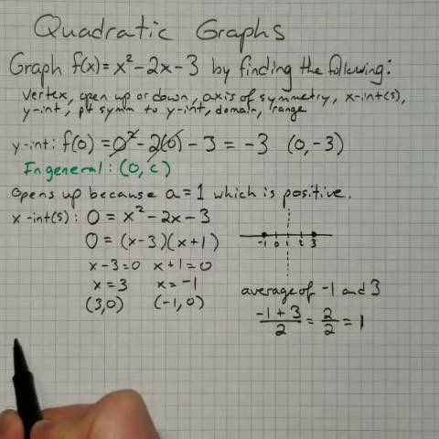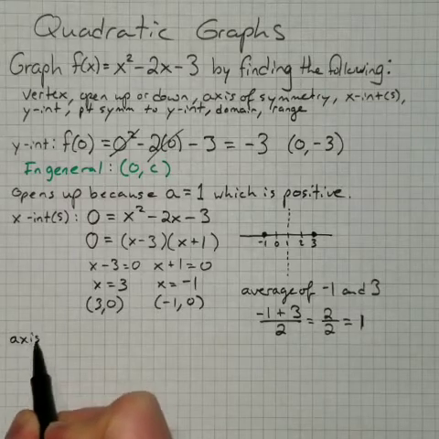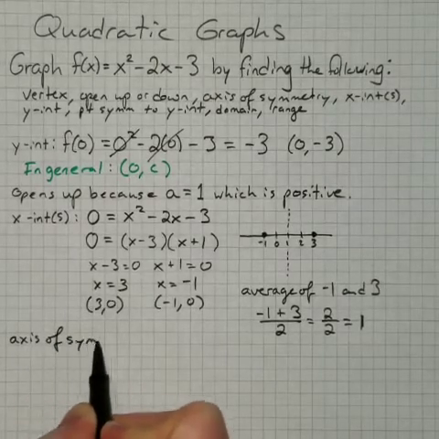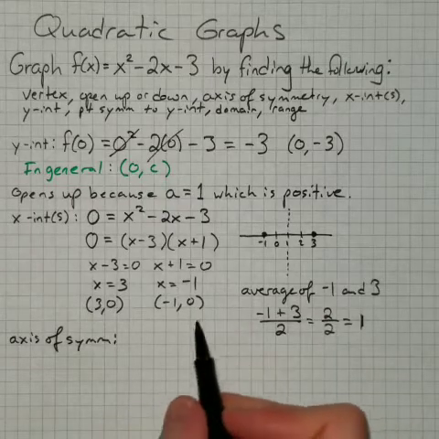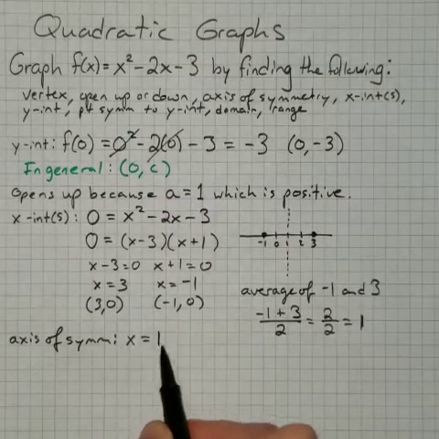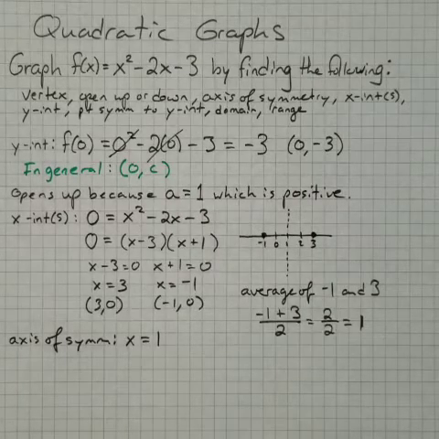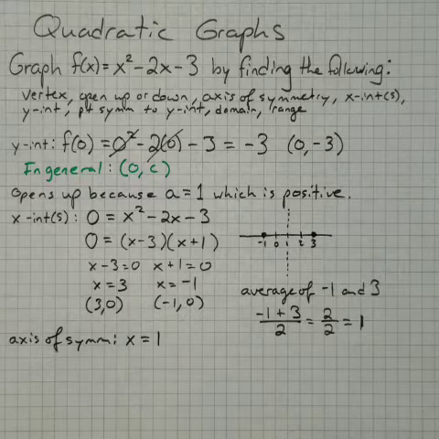It's kind of a neat trick. So the axis of symmetry comes from this average. It will be x equals 1. Remember, it's a vertical line, so you've got to have x equals a number.